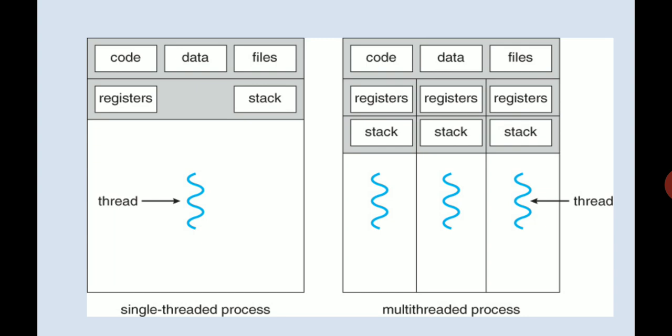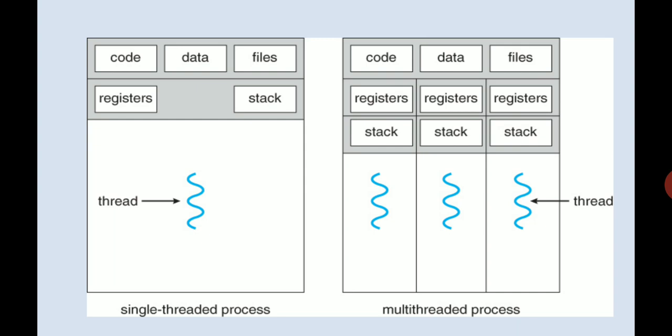Wherein if I look at the right, then I see that the topmost block, code, data, and files, is shared by all the three threads. Right? See, this code, data, and files, there's no bifurcation in between. This is all commonly shared, whereas register and stack for all these three threads are different. Right? For the first one also I have a different register and stack, second one also, third one.